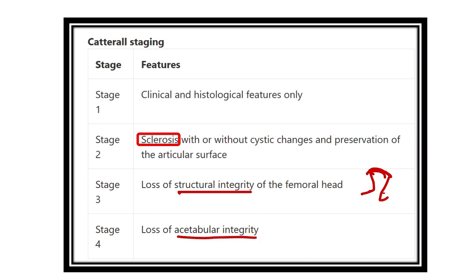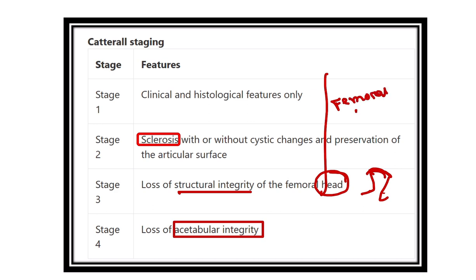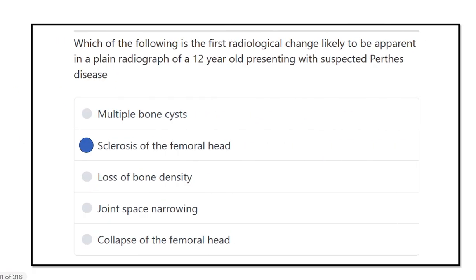That means up to stage 3 there are only shape changes in the femoral head, only the femoral head. In stage 3 there is only loss of integrity of the femoral head, but in stage 4 there is also loss of acetabular integrity. And here the most important change that occurs in Perthes disease is sclerosis.